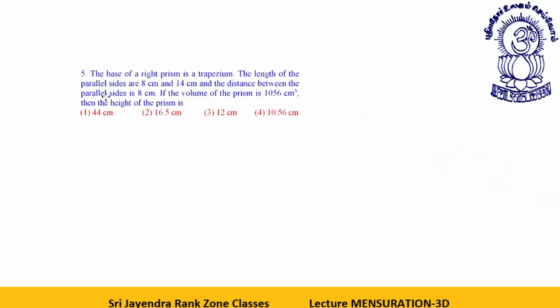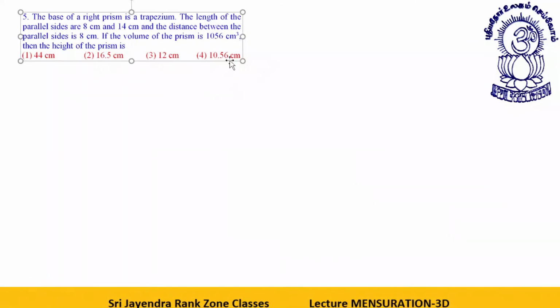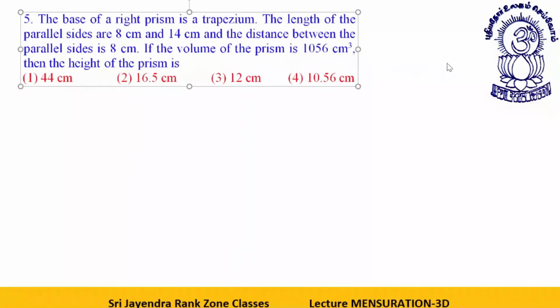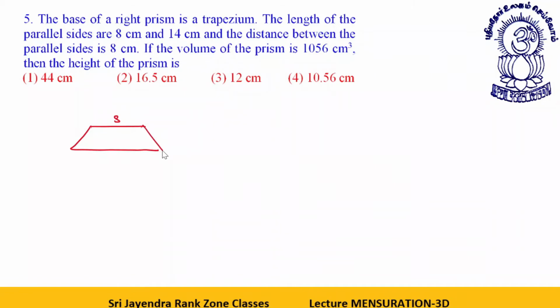The base of a right prism is a trapezium. The lengths of the parallel sides are 8 and 14. See, this is 8, this is 14. And the distance between the parallel sides is 8. If the volume of the prism is 1056, then the height of the prism is?